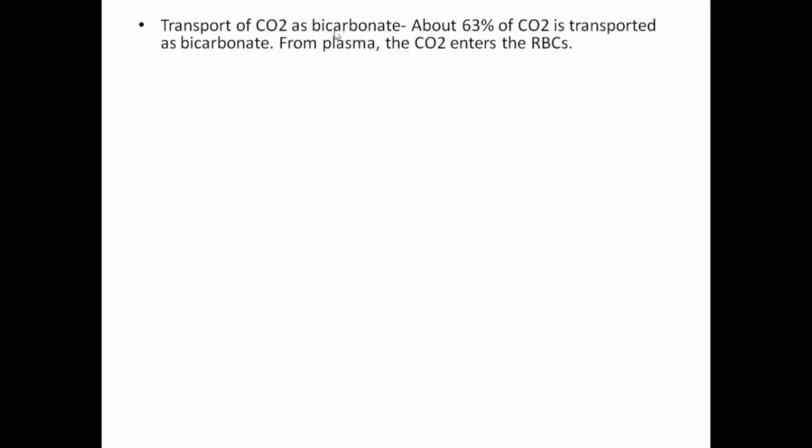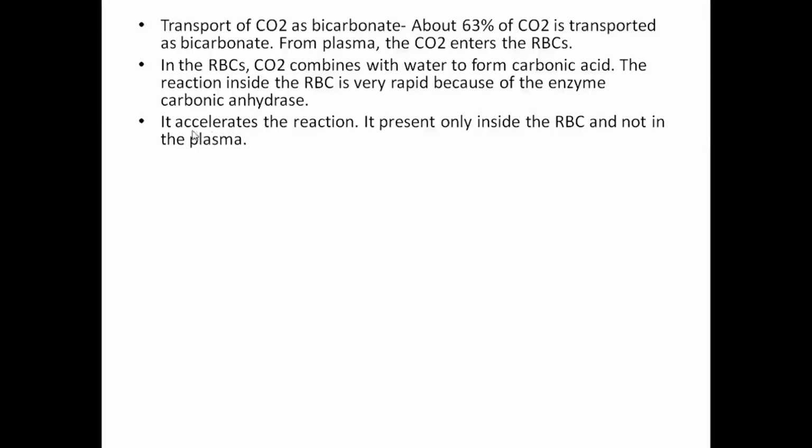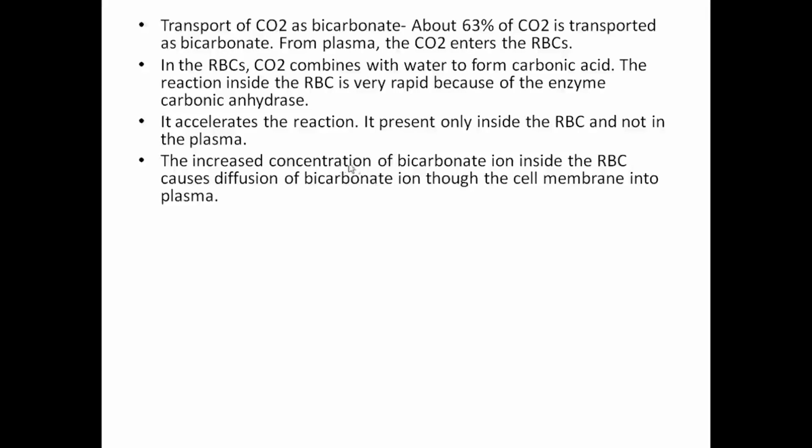Transport of carbon dioxide as bicarbonate. About 63% of carbon dioxide is transported as bicarbonate. From plasma, carbon dioxide enters the RBC. In the RBC, carbon dioxide combines with water to form carbonic acid. The reaction inside the RBC is very rapid because of the enzyme carbonic anhydrase. It accelerates the reaction. It is present only inside the RBC and not in the plasma. This increased concentration of bicarbonate ion inside the RBC causes diffusion of bicarbonate ion through the cell membrane into the plasma.